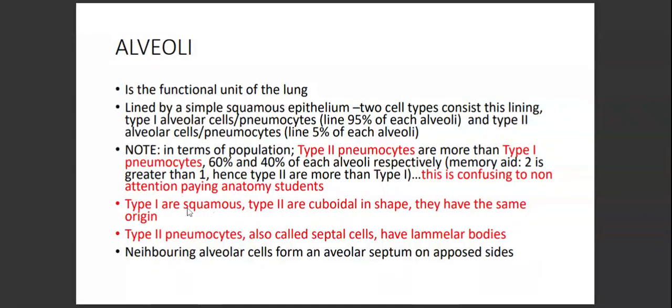So, a little more specific now to the cells. Type 1 pneumocytes are squamous in shape, while type 2 are cuboid in shape. Those are differences now. But despite these differences, these cells have the same origin embryologically. You understand that when you do embryology. Okay. So, type 2 pneumocytes are also called septal cells, and they have lamellar bodies in their cytoplasm.